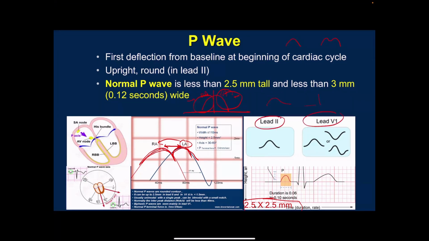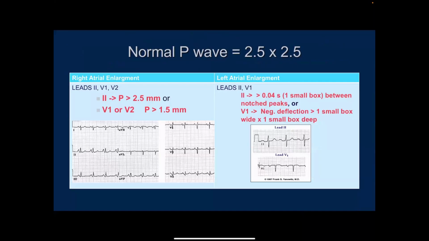On lead V1, normally the P wave looks something like this. This side represents the right atrium, and this side represents the left atrium. So when we have left atrial enlargement, the left part is exaggerated, so it will look something like this. The left part is exaggerated. So this is what we have here.